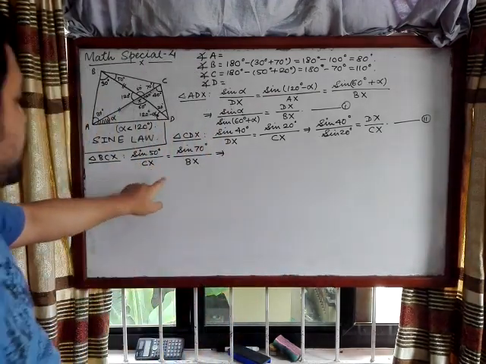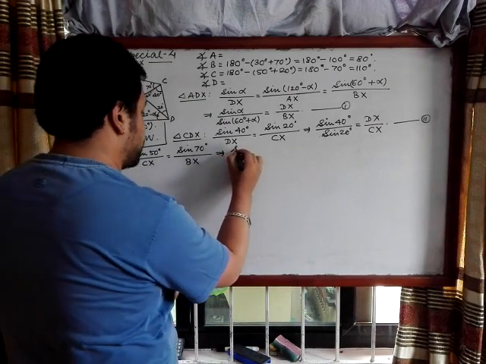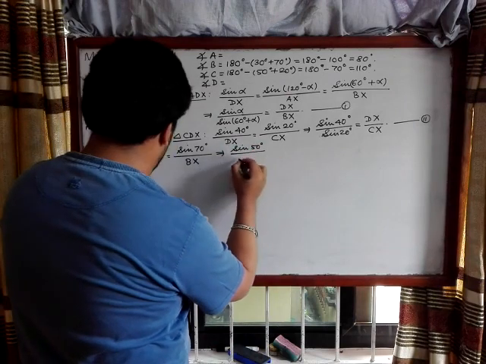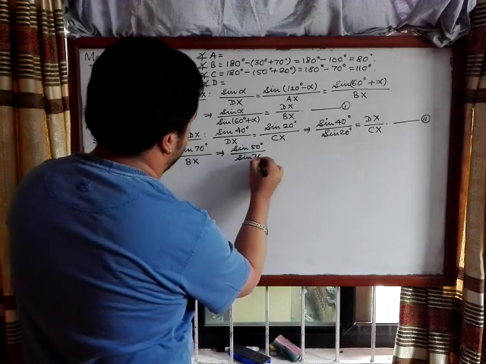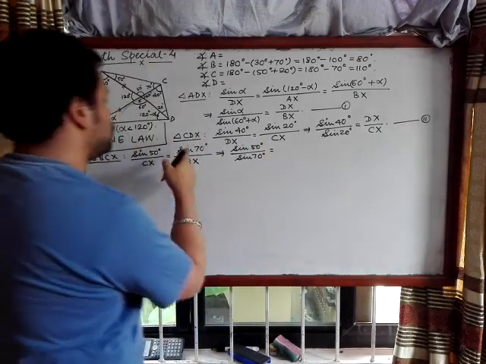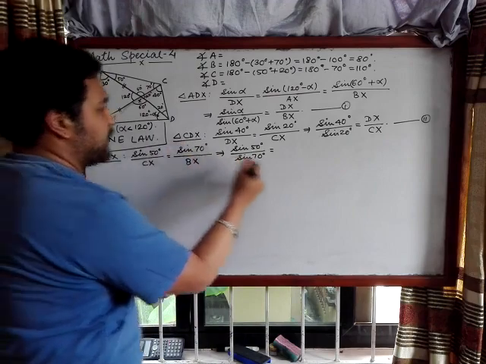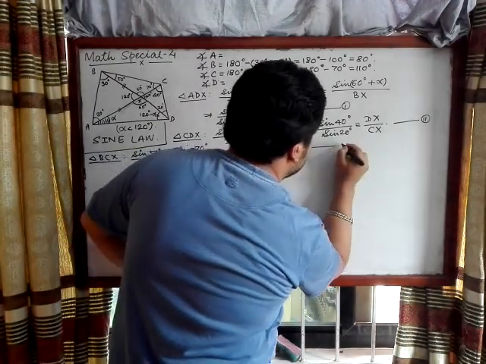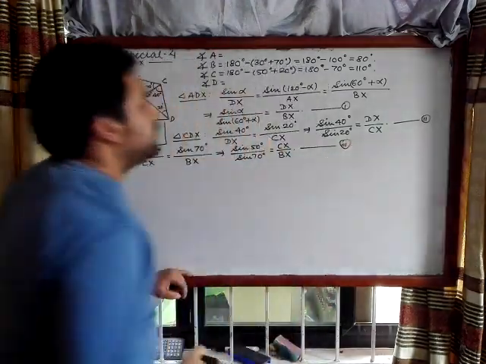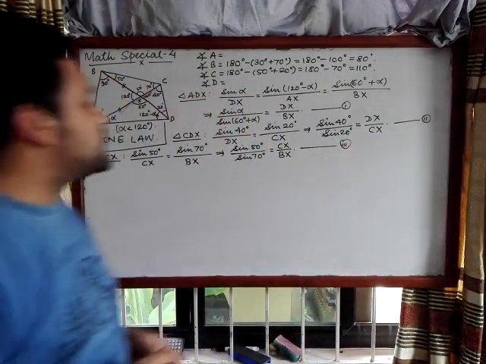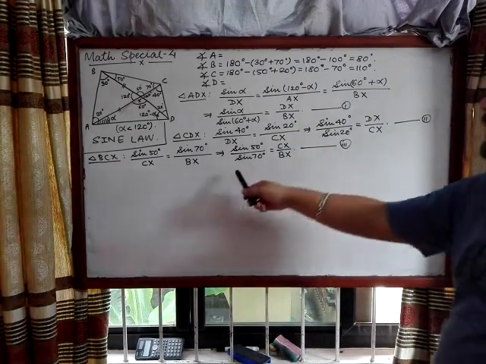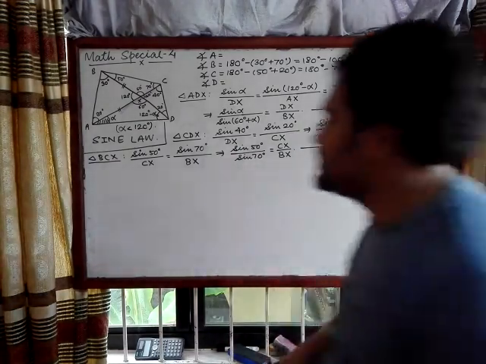Now this simplifies to sine 50 over sine 70 equals to CX by BX. Now let's multiply 2 and 3, left hand side by left hand side, right hand side by right hand side.